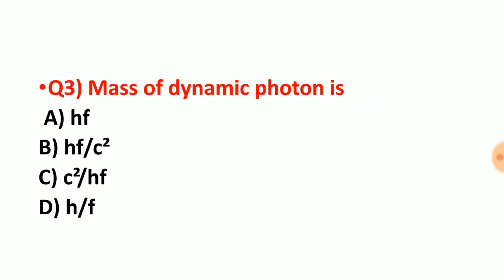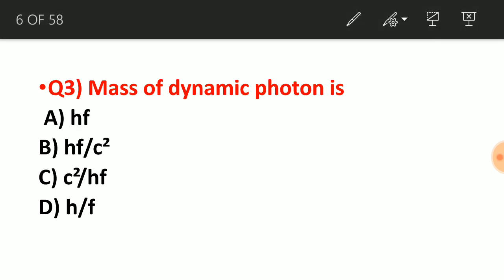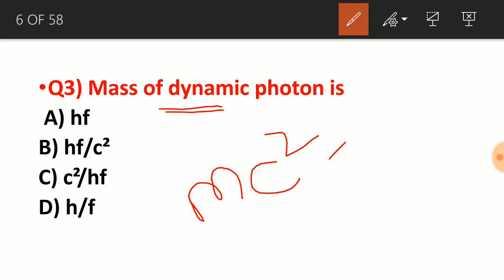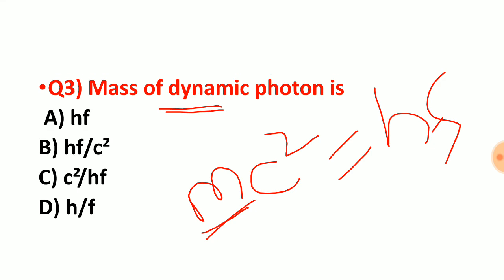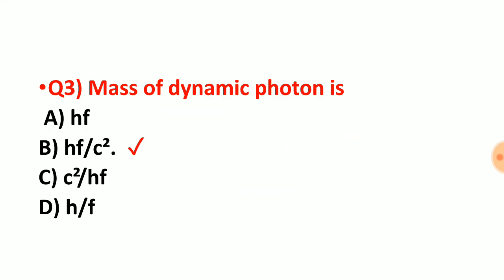Now let us see question number 3. Mass of a dynamic photon is... If a photon is at rest, then its mass is 0. But if the photon is in dynamic condition, or it is in motion, then we know that its energy mc square must be balanced with hf. Now from this, if we calculate our mass, we will get our answer hf by c square. hf by c square is in option choice B. So option choice B is the correct answer for question number 3.